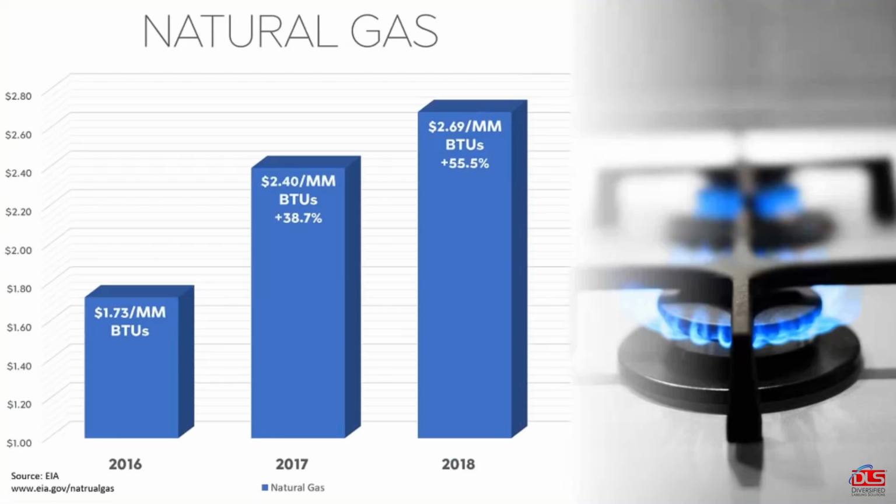Here we can see that the price of natural gas has gone up 55.5% since 2016. And the chart here is showing the cost per million BTUs, what that's measuring. So you can see that that's a very significant increase as well.